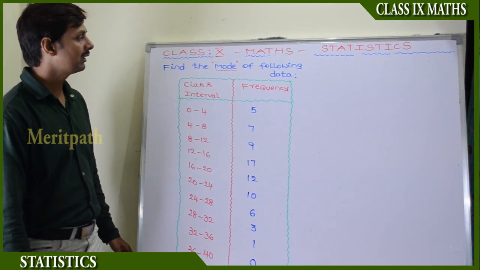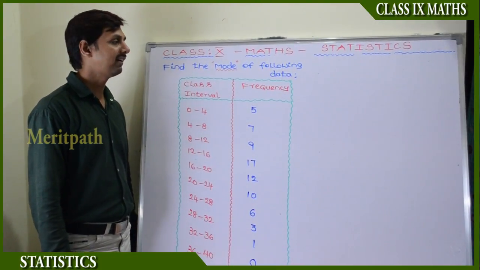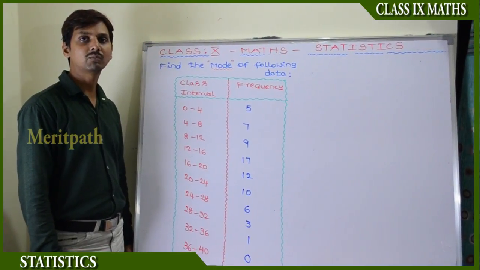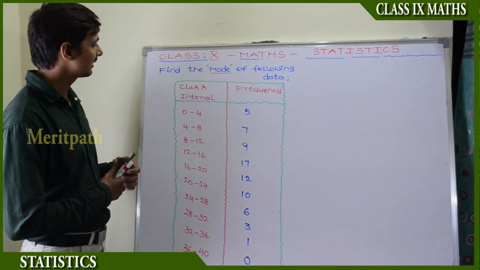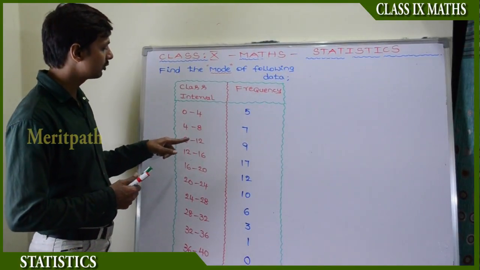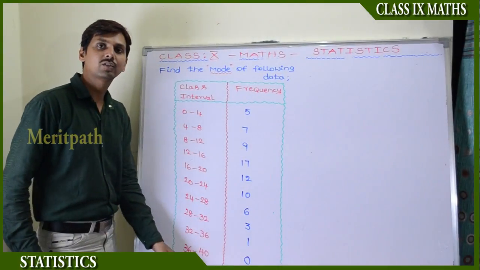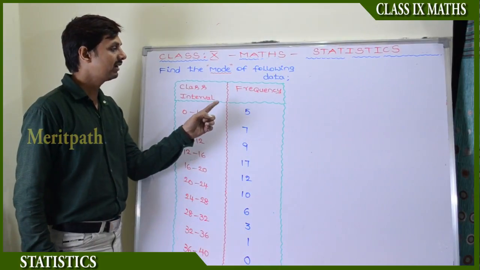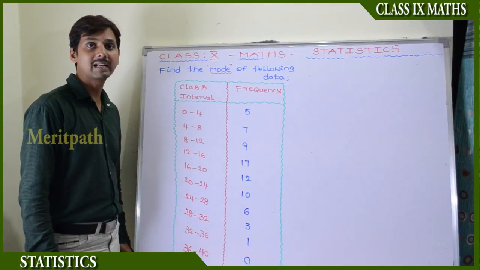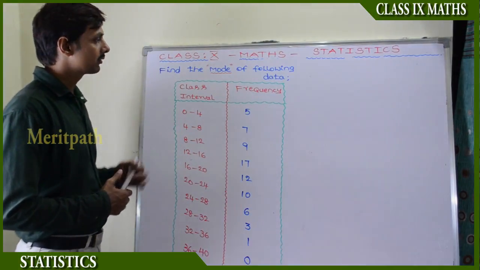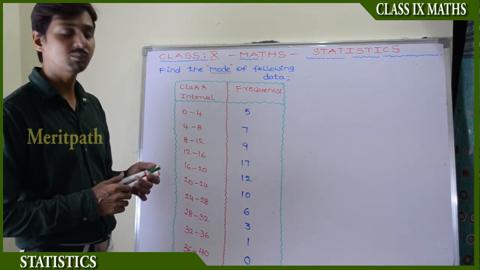Find the mode of the following data. Class interval and frequency are given. We need to find out the mode of grouped data. Here the class intervals are 0 to 4, 4 to 8, 8 to 12, and so on, up to 36 to 40. And the frequencies are 5, 7, 9, 17, 12, 10, 6, 3, 1 and 0. We need to find the mode.